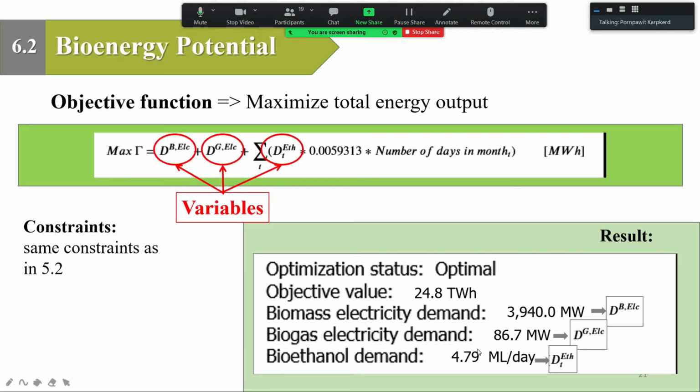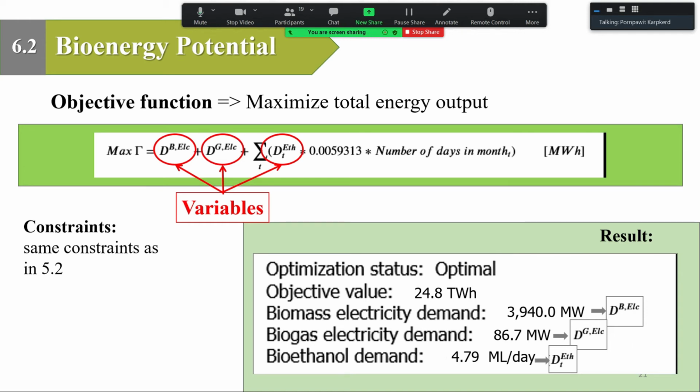And the result I got is that the electricity from biomass demand is 3,940 megawatt, which is the target demand, so that means the biomass can satisfy the target demand. For bioethanol, the demand is at 4.79 million liters per day, which also satisfies the target demand. But for electricity from biogas, it's just about 86 megawatt, which does not satisfy the target yet.